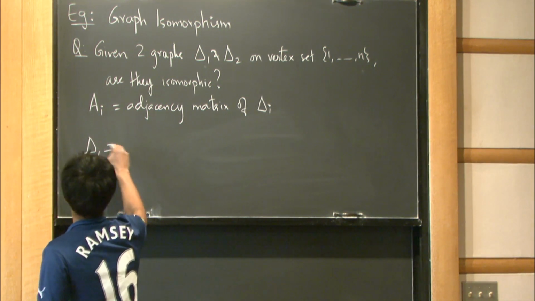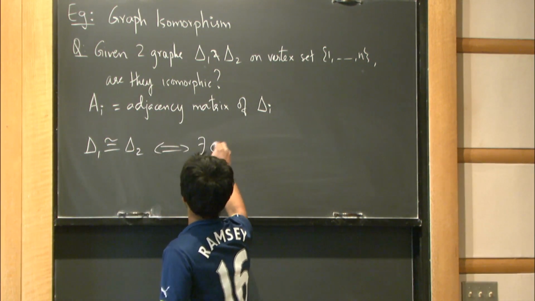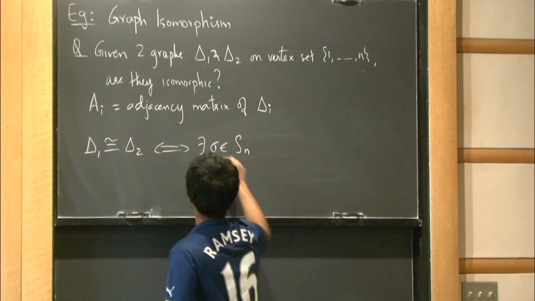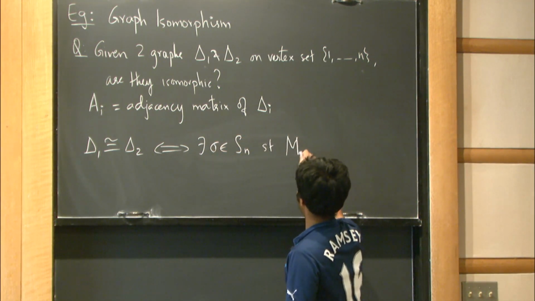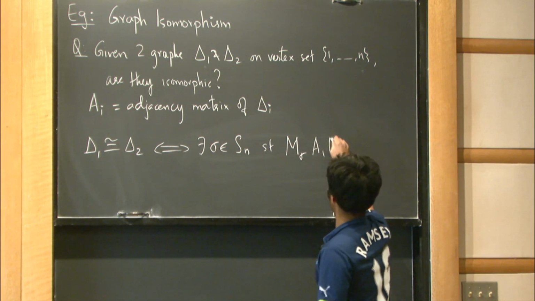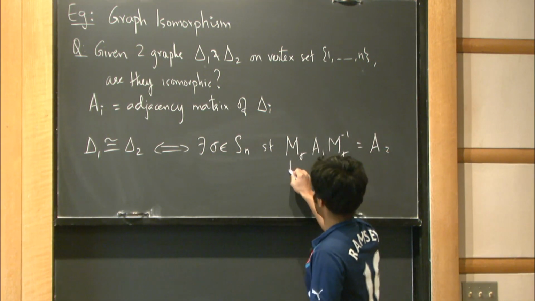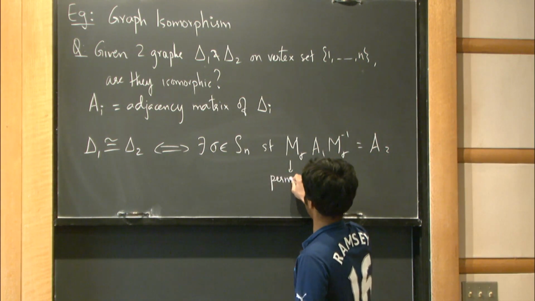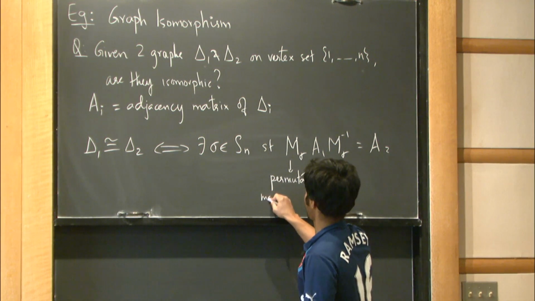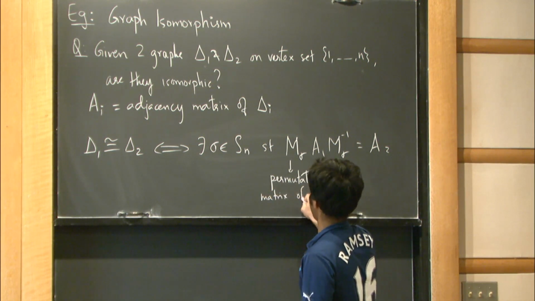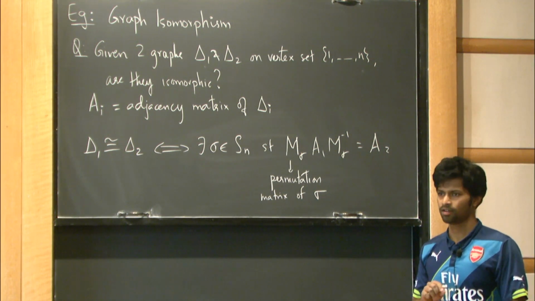So I want to say these two graphs are isomorphic if and only if there exists some permutation sigma in S_n, and that denotes the symmetric group on n letters, such that M_sigma A1 M_sigma inverse equals A2, where M_sigma denotes the permutation matrix corresponding to sigma. Is that clear? Okay.